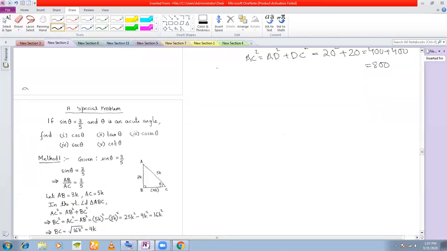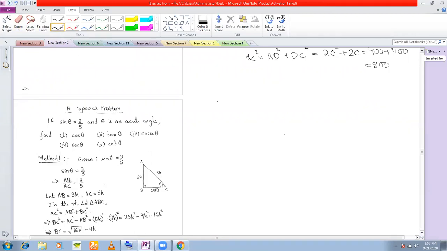Now, if you consider this problem, you see that sine theta is given to you as 3 by 5. And you have to find out cos theta, tan theta, cosec, sec, and cot. That means only one is given to you, sine, and you are expected to find all the others. So that is why this problem is special. Because you will be using this technique in almost all the problems in trigonometry, not only in your standard, but later on also. That is why this problem is very important and very special also.